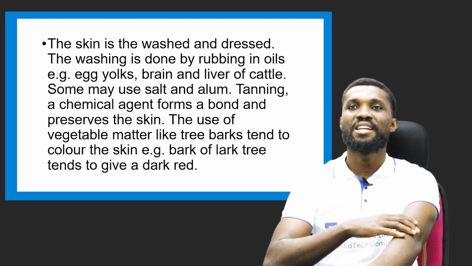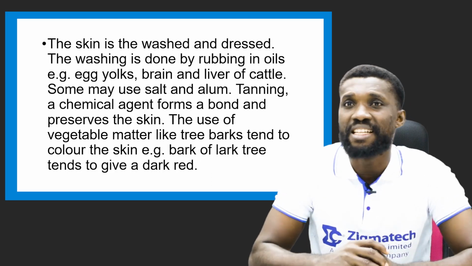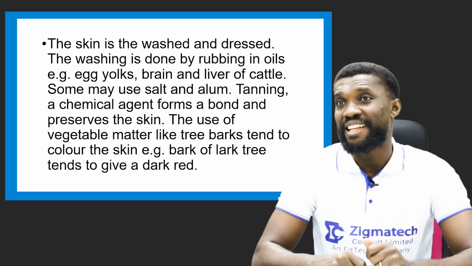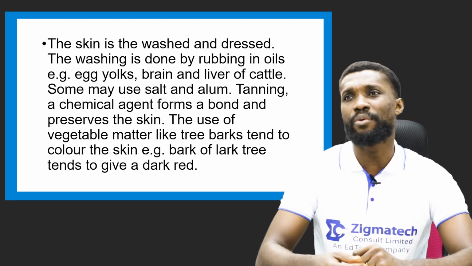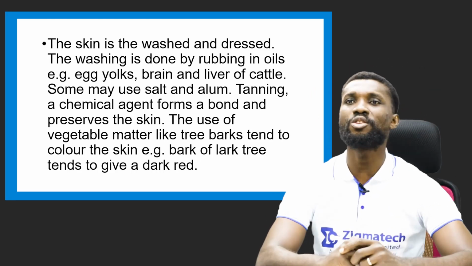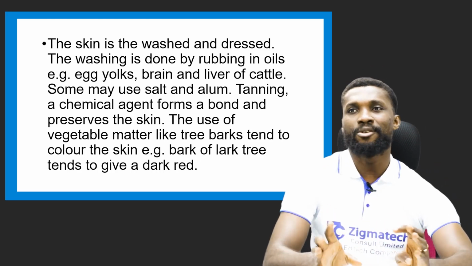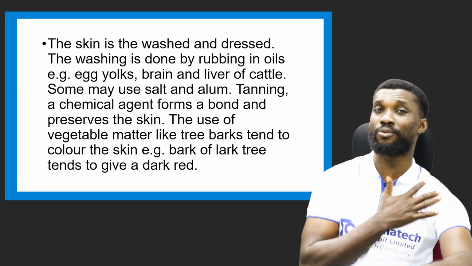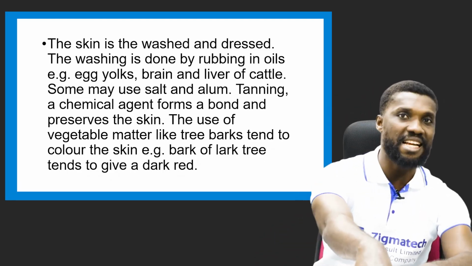So that's the essence of tanning. We use those things to bond and preserve the skin. Now, the use of vegetable matter like tree bark tends to color the skin. For example, the bark of a lac tree tends to give the skin of the animal a dark red color. So depending on the kind of color you're looking for, that would determine the kind of chemical you use in your tanning process.